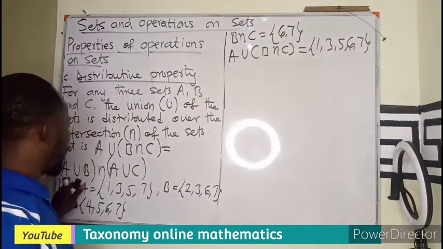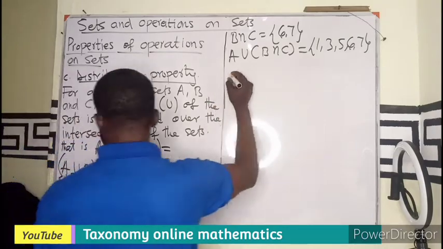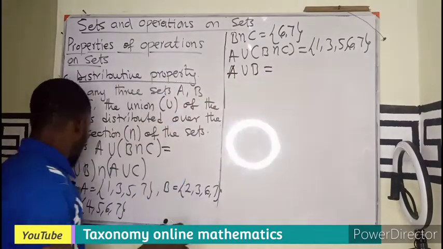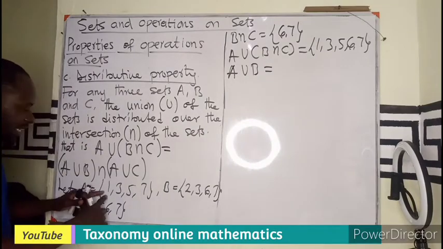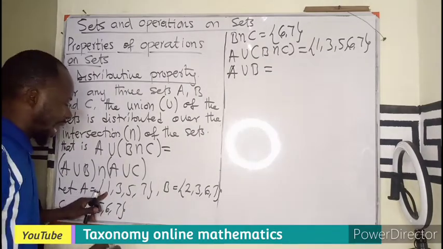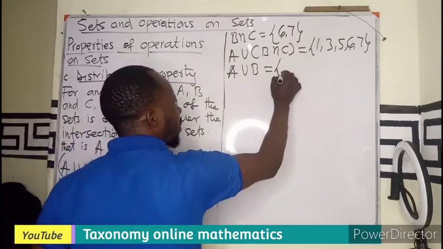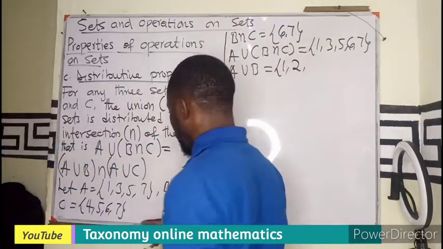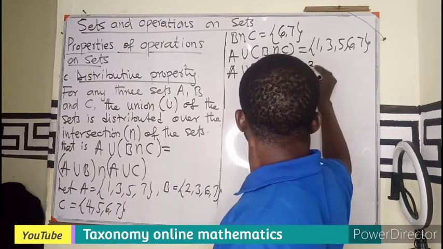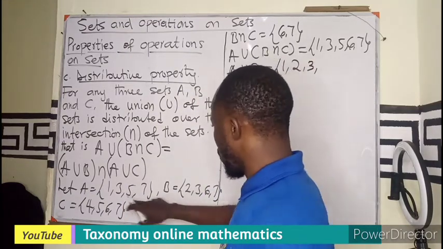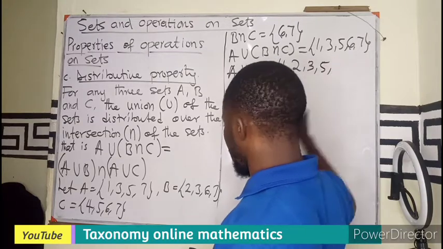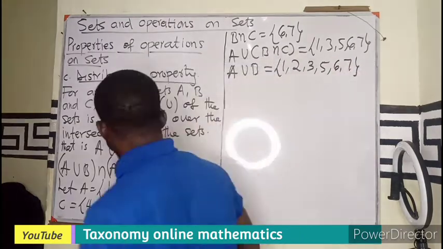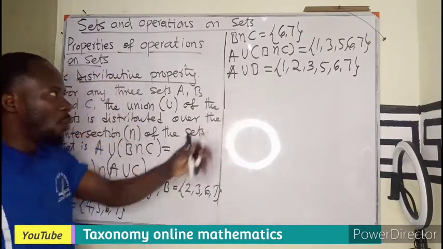So I will take the first bracket, which is A union B. Combining the sets A and B, writing in order: 1, I believe I have 2, do we have 3? Do we have 4? No, but 5, 6, and 7. So A union B will give me that.